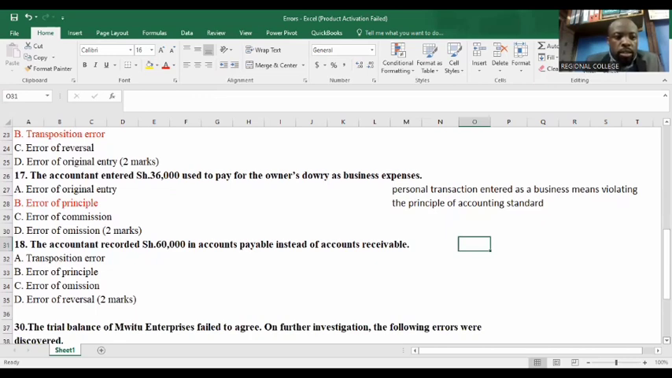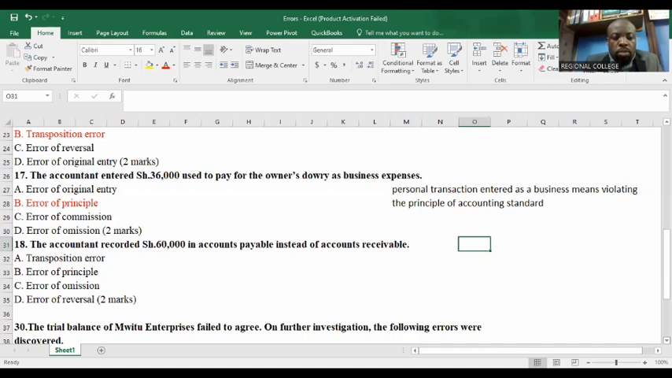Then you have number 18. The accountant recorded 60,000 in accounts payable instead of account receivable. That amount is supposed to go to account receivables, but it was recorded in the accounts payable account. So if you check, the transposition cannot be that one.